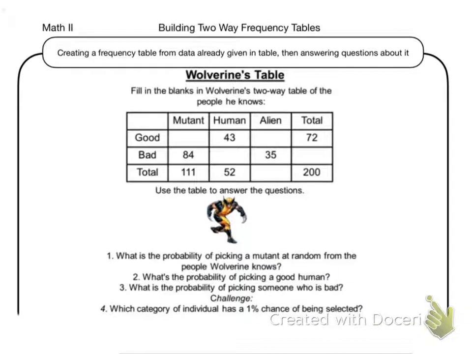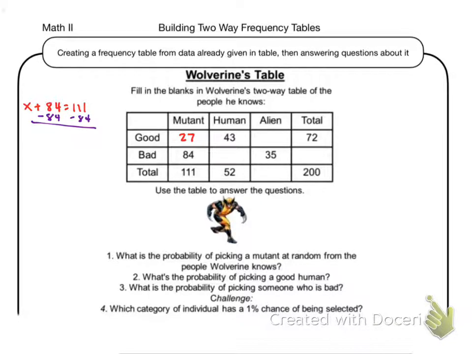First thing we want to do is fill in the blanks so we have a full chart. It's pretty much simple algebra. We're looking for this here. So the good plus the bad equals 111. Then we subtract 84 from both sides. 111 minus 84 gives us 27. So here we have 27.